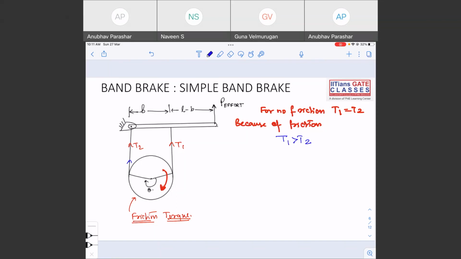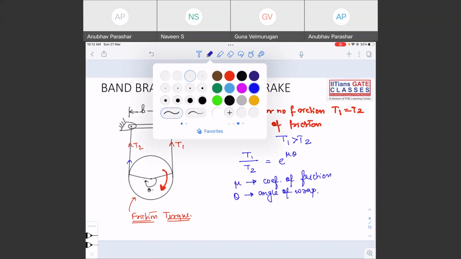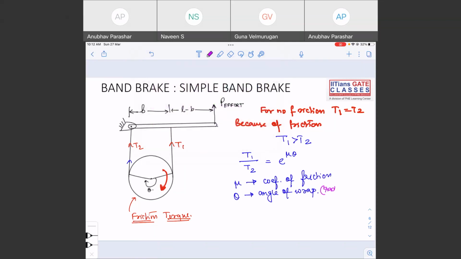So there are two formulas here. बहुत सिंपल है फॉर्मूला, आपको इतना याद रखने की भी जरूरत नहीं है. The greater of the tension divided by the smaller of the tension, T1 by T2 is equal to e to the power mu theta, where mu is the coefficient of friction, and theta is the angle of wrap. Please make sure that you remember this, it is in radian. Angle of wrap in radian.